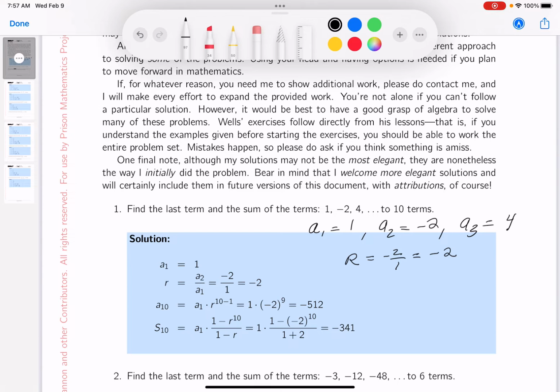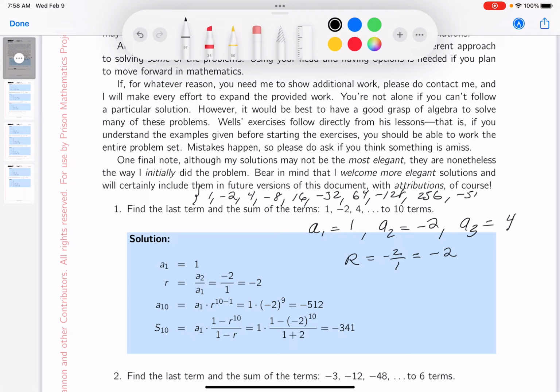What are you going to get? 1 times -2 is -2, -2 times -2 is 4, and you can continue this. 1, -2, 4, then you get -8. Next one would be 16, -32, 64, -128, and this goes on forever, by the way, 256. And they said 10 terms, right? So 1, 2, 3, 4, 5, 6, 7, 8, 9. Got one more to do.